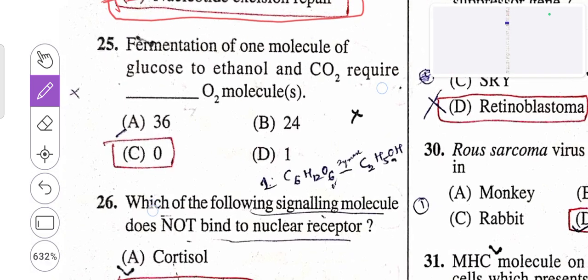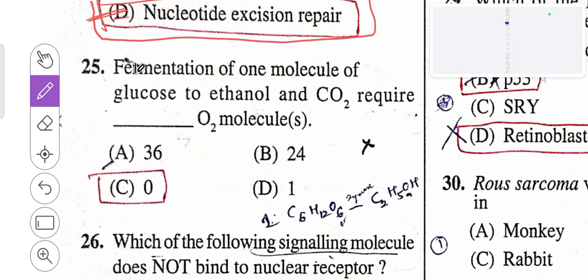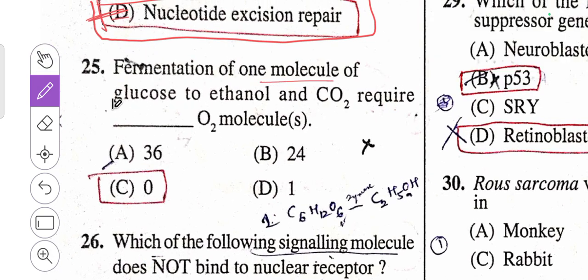The next question 25th, the fermentation of one molecule of glucose to ethanol and CO2 requires a dash oxygen molecules. Here the conversion of the glucose into ethanol and CO2 requires an enzyme, that is the zymase enzyme. This zymase enzyme will help in the production where oxygen is not required as it takes place anaerobically. So 0 is the answer for this question.